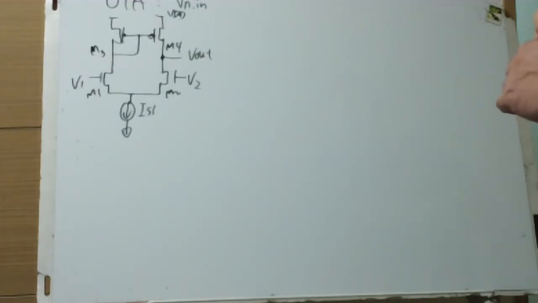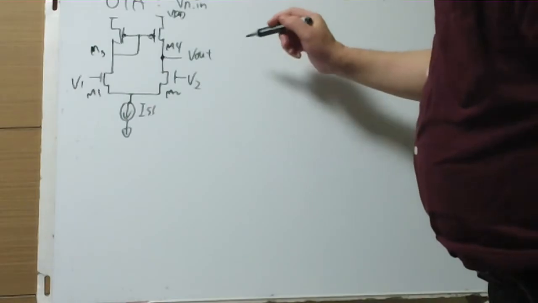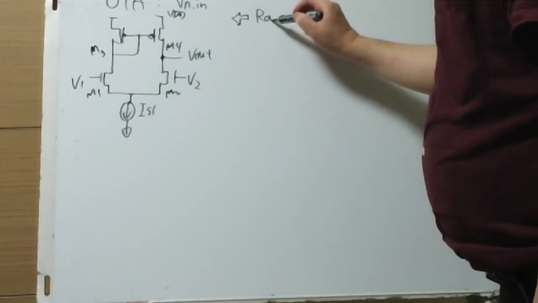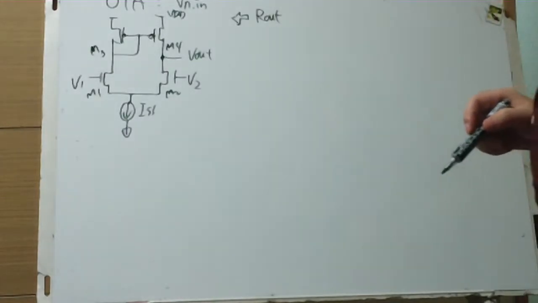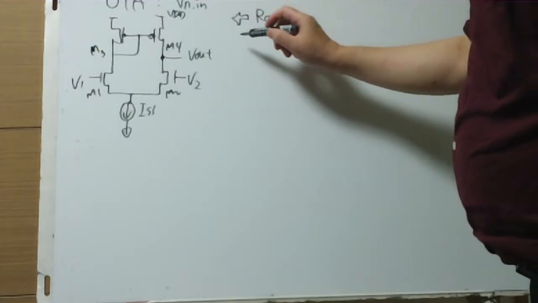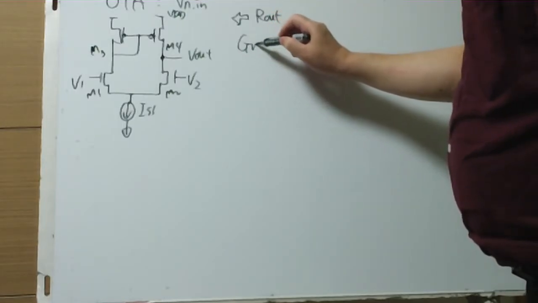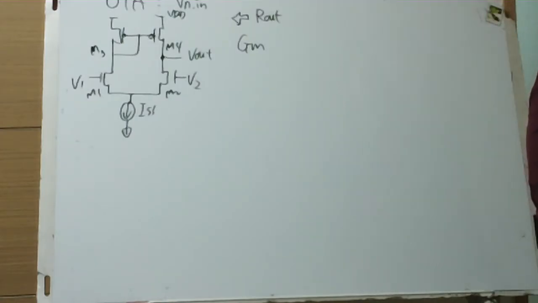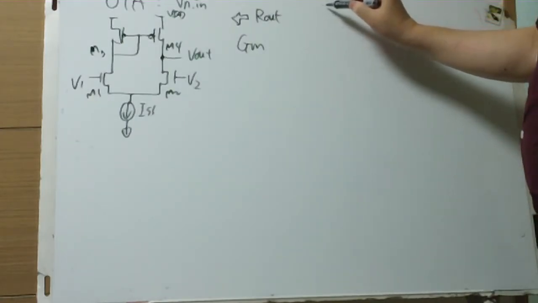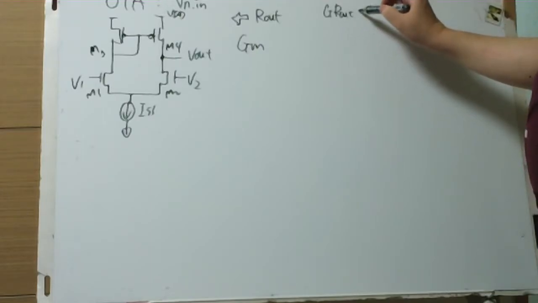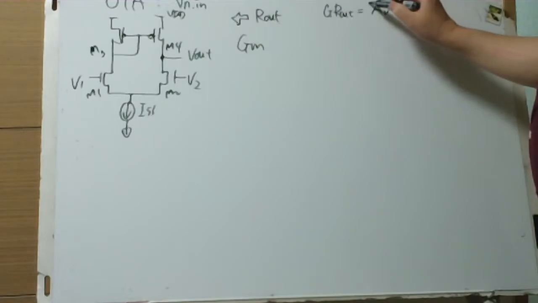What we need to know is the output resistance, impedance, and the transconductance, GM, of this circuit, and GM overall equals the voltage gain.